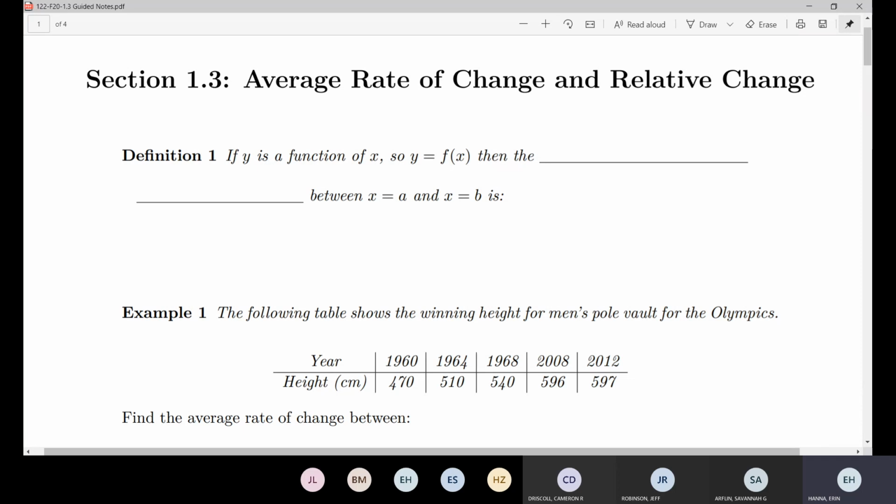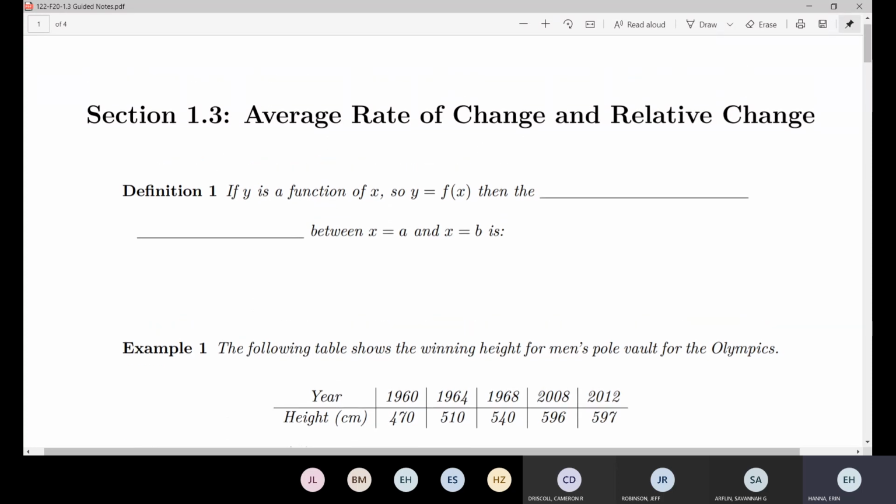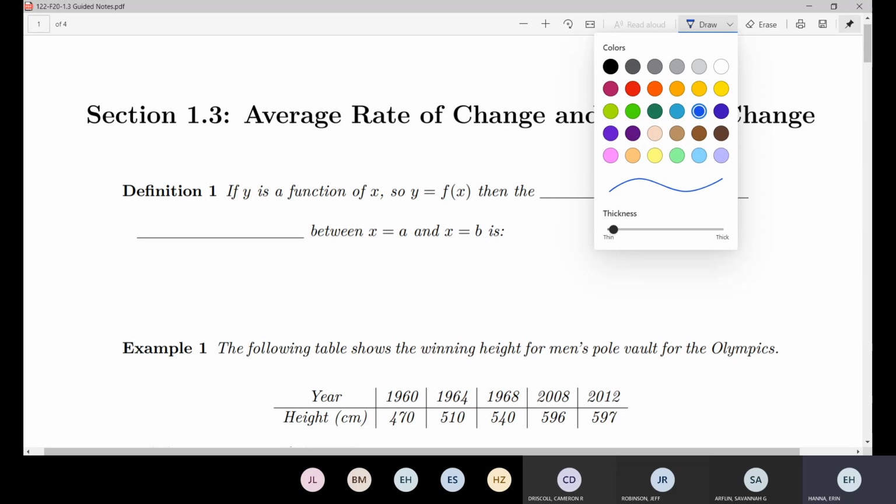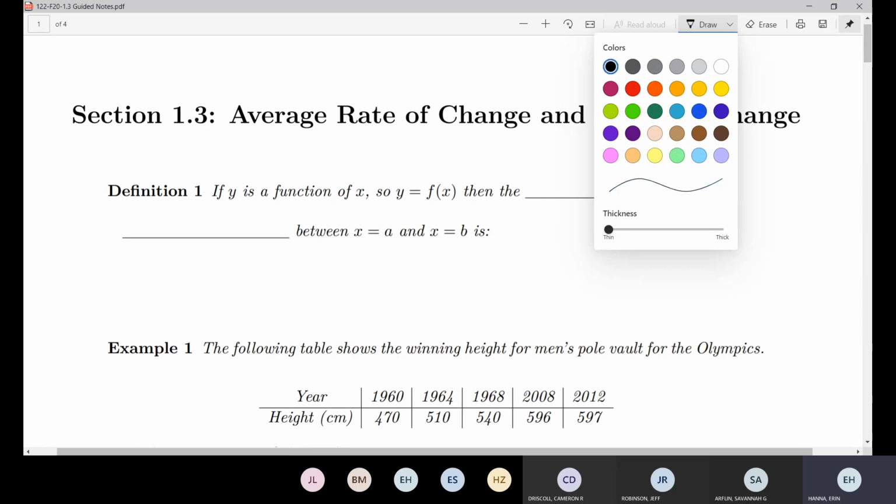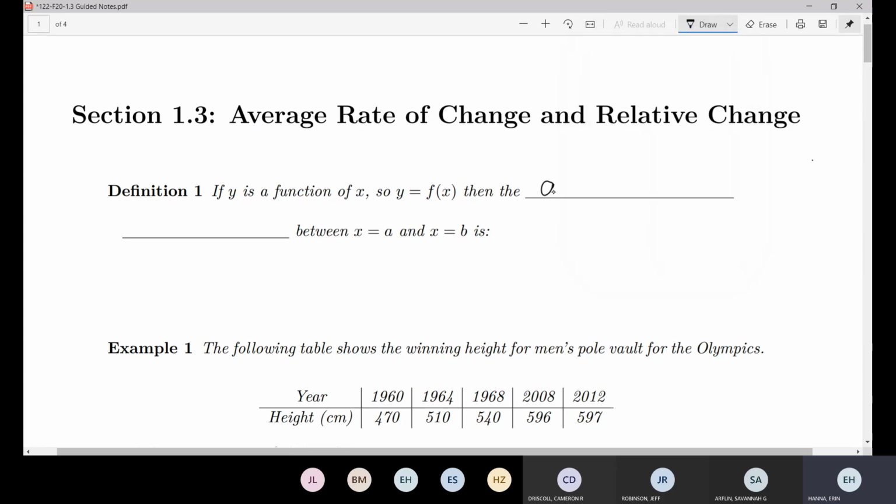So if y is a function of x, so y equals f of x, then the average rate of change between x equals a and x equals b is the following.